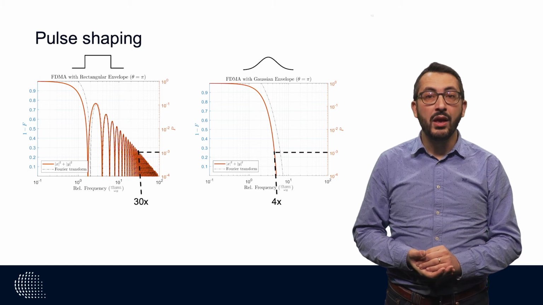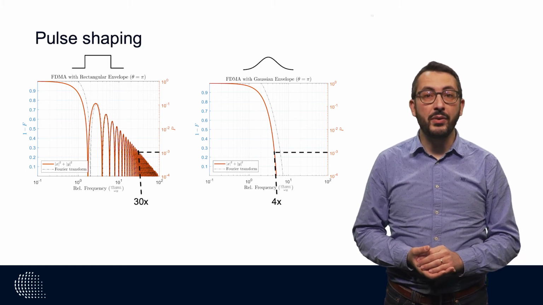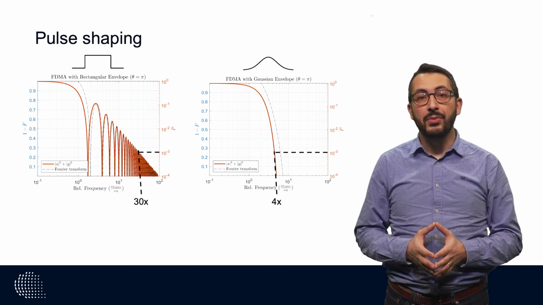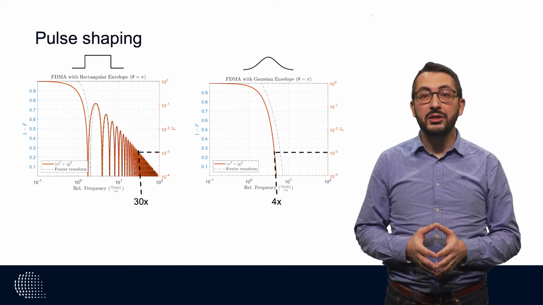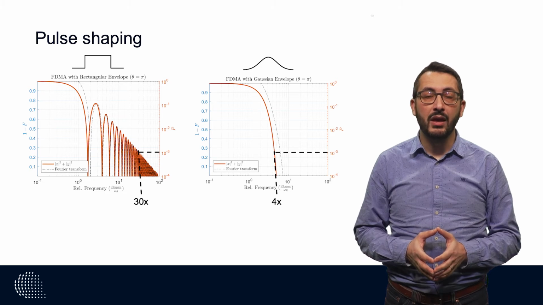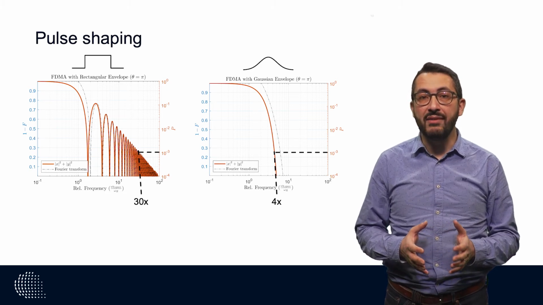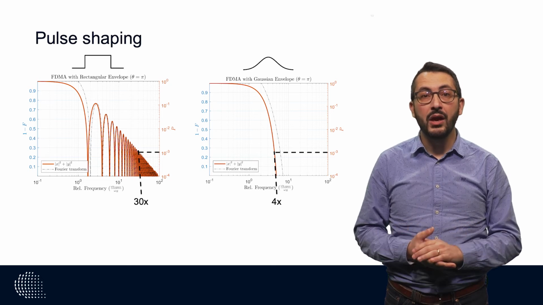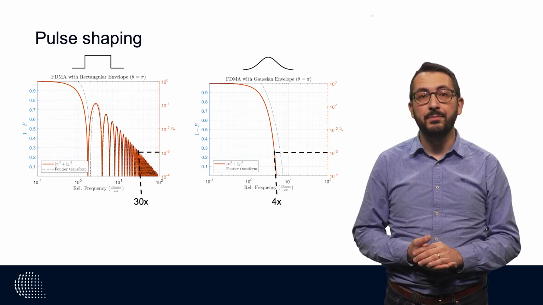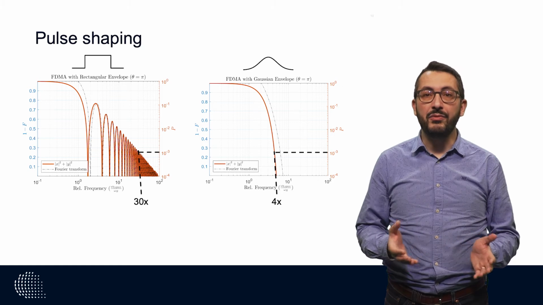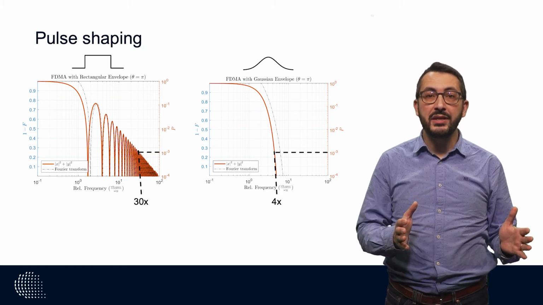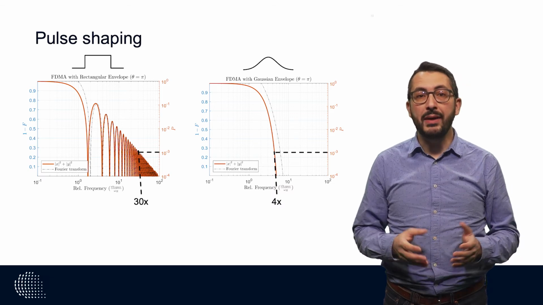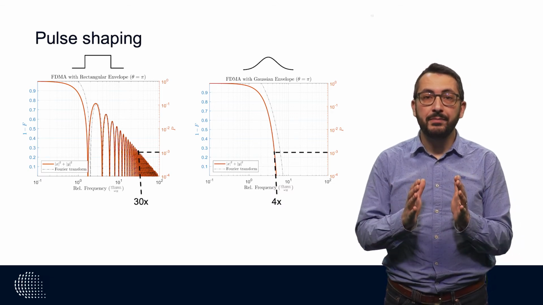A better approach would be to use a smoother shaping of our pulse. Smoother in the time domain, for example a Gaussian pulse, means a much narrower spectrum in the frequency domain. For example, if using a Gaussian envelope, we can achieve the same target infidelity of 10^-3 with only 4 times the Rabi frequency. So, for a 10 MHz Rabi frequency, we go from a 300 MHz spacing to only 40 MHz spacing. In that way, we get a much better packing of our qubit frequencies.